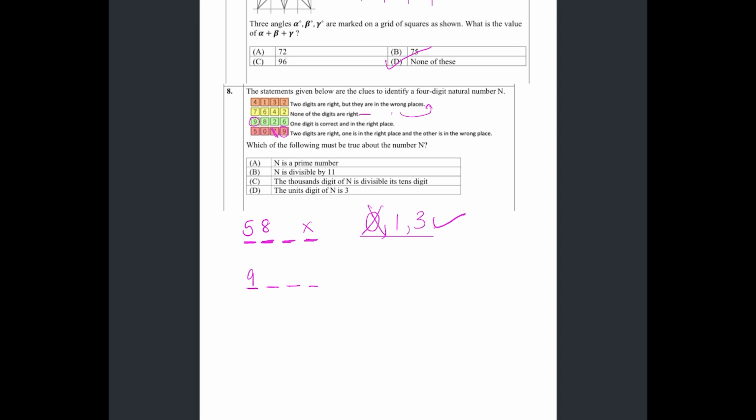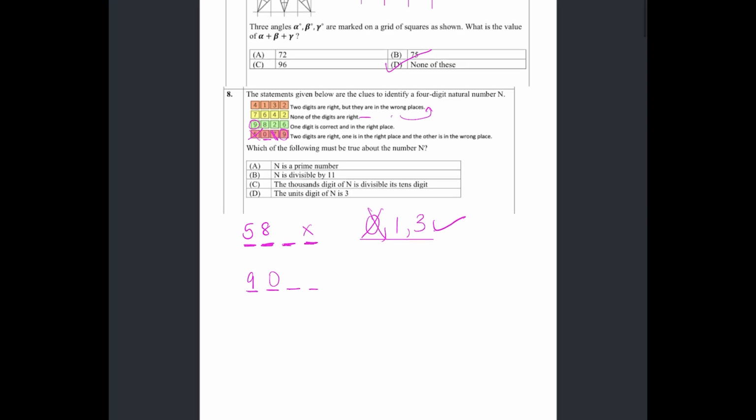And we know the other digit is in the right place. So the other digit can't be 5, because 5 can't be in the right place. So the other digit is 0. So we know that 9 and 0 are in the right place. Now we're left with the digits 1 and 3. So 3 can't be in the third position because in the first clue the 2 right digits are not in the right place. So 3 has to be in the last place and the third digit should be 1.